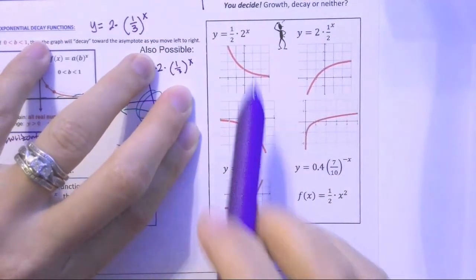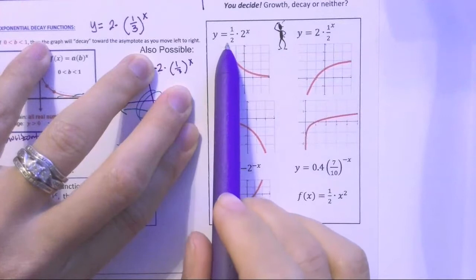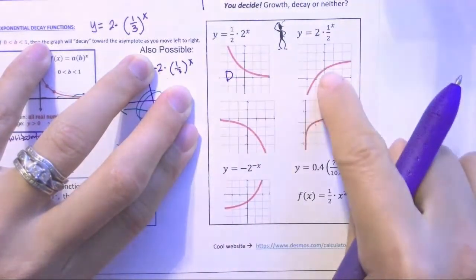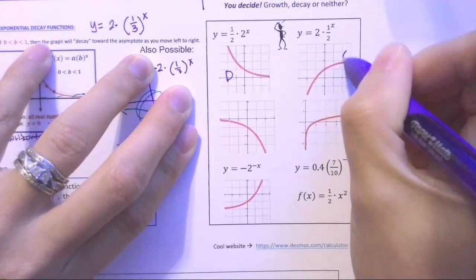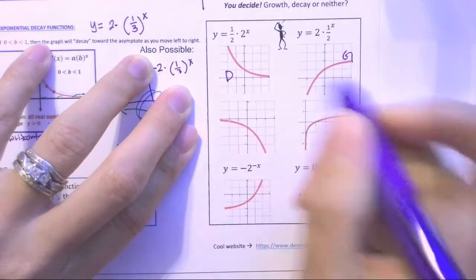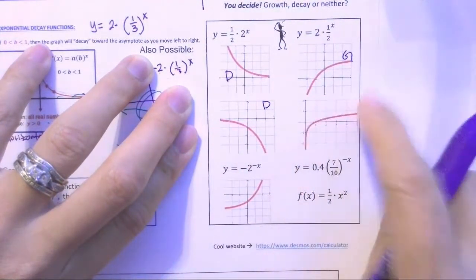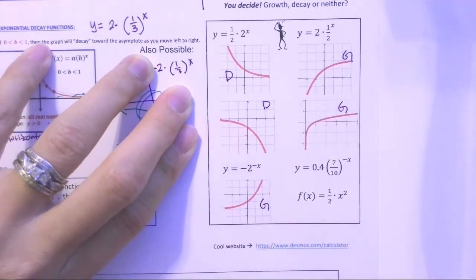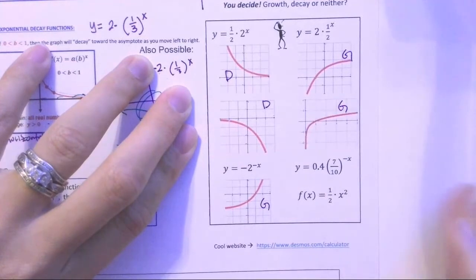Let's do the easy one first, graph first, right? What happened here? It's going down, so decay. What about this? Going up, growth. What about that? Going down, decay. What about that? Going up, growth. What about that? Going up, growth. So are we good for the graph? That one's the easy one.